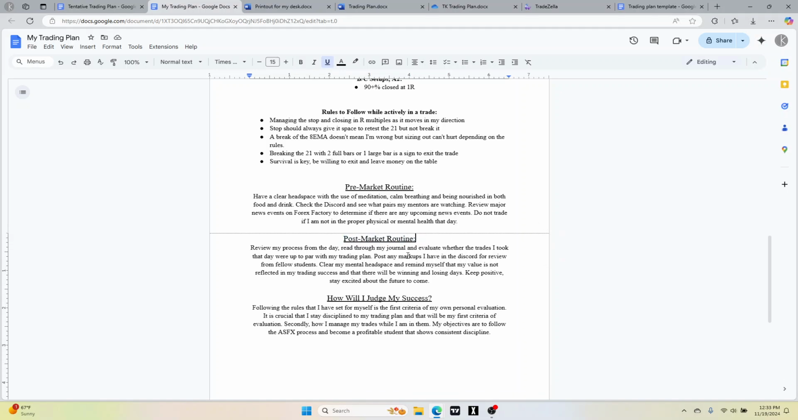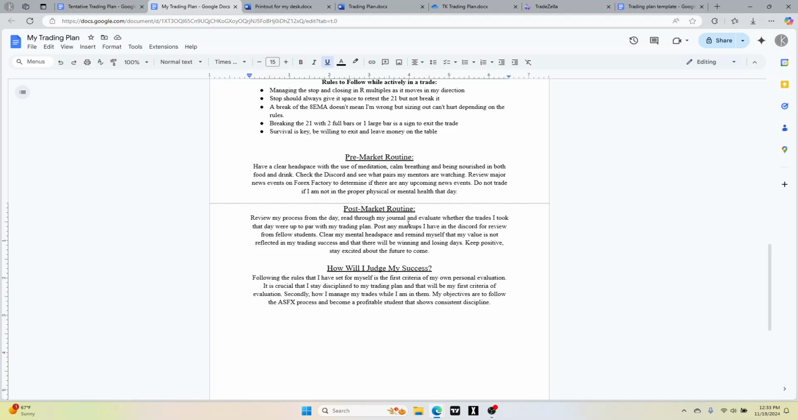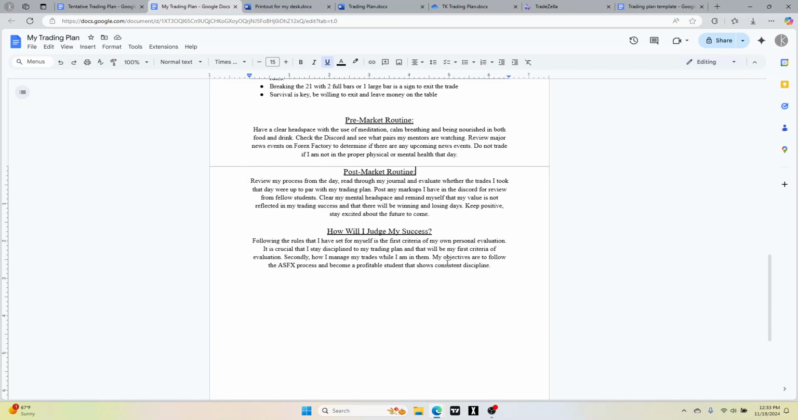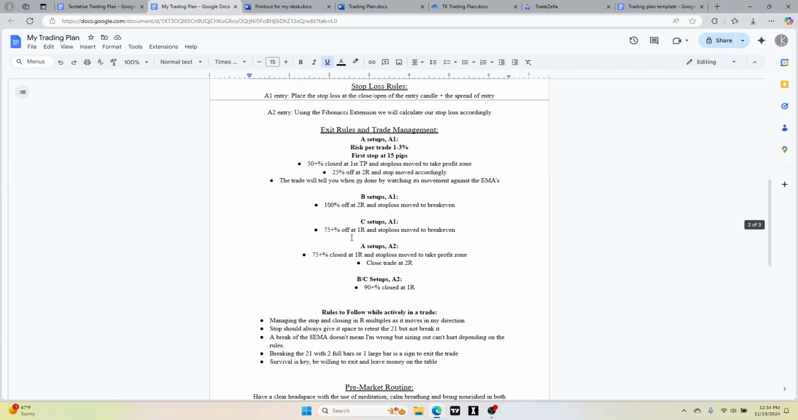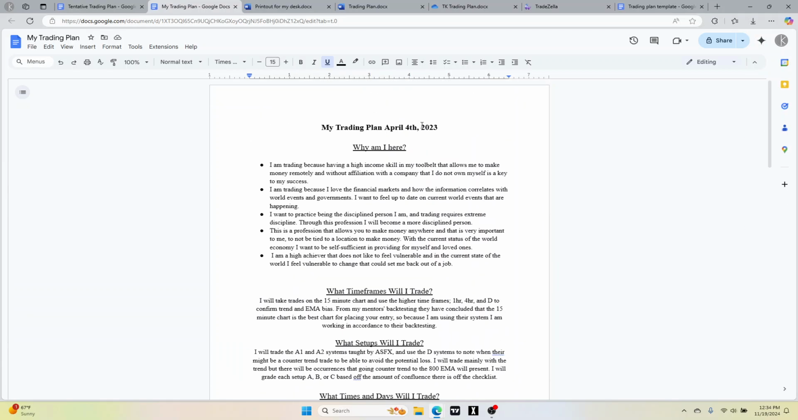Same with a post-market routine. I review my process. I journal. I evaluate the trades I took, post markups for review, and then I clear my mental headspace. Lastly, this is the most important: how will I judge my success? Trading in the first 2 to 3 years should not be judged by monetary gain. It's about following the rules that I've set for myself and staying disciplined to what I tell myself I will do.